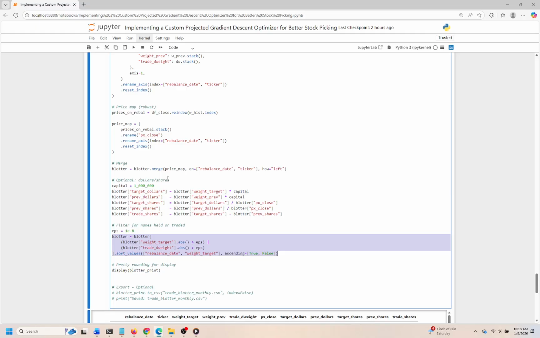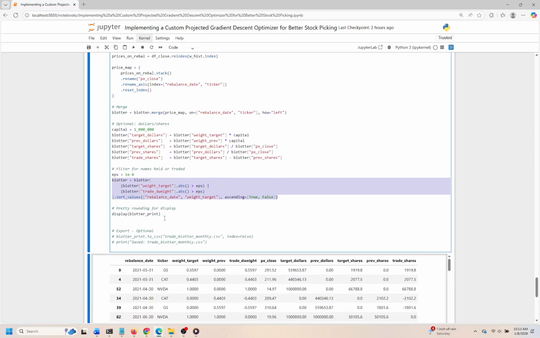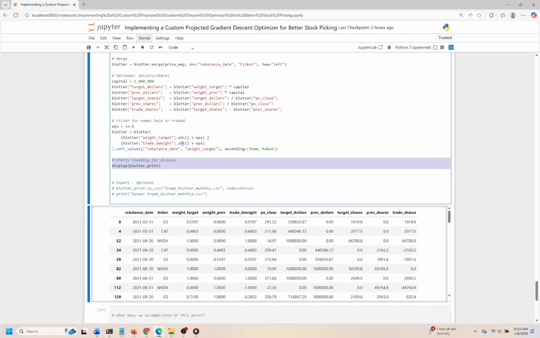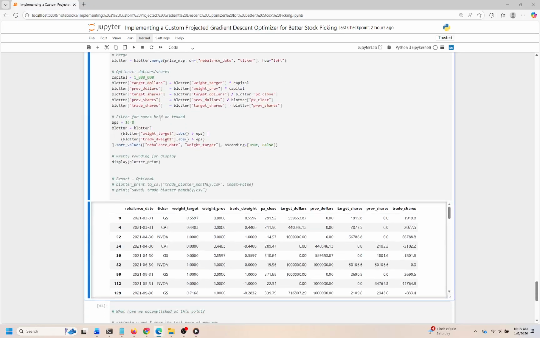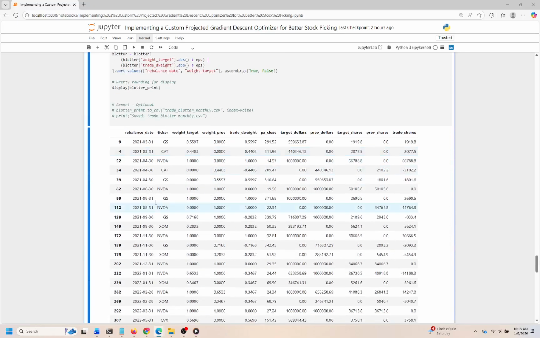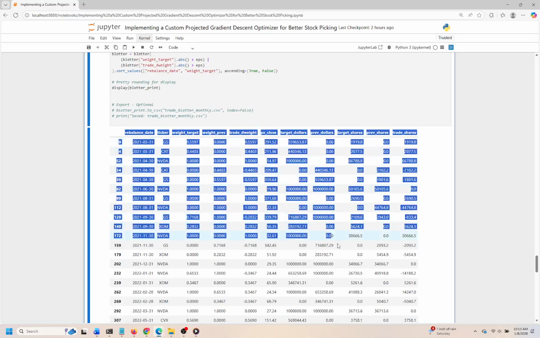Finally, we wrap up the blotter with a rounded display format for easier viewing, making it clear and comprehensible. There's also an optional export functionality, which allows us to save this valuable information for future reference or reporting.